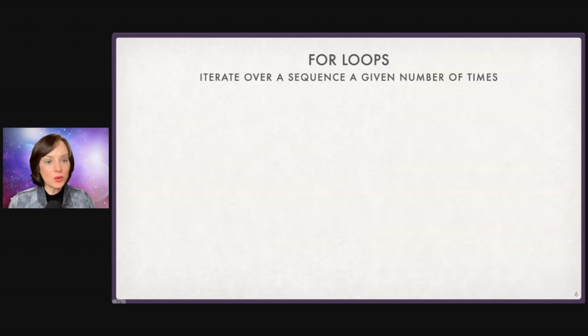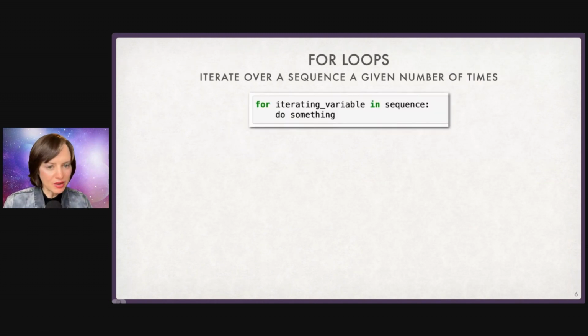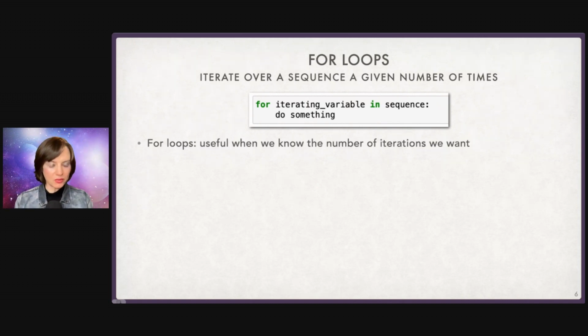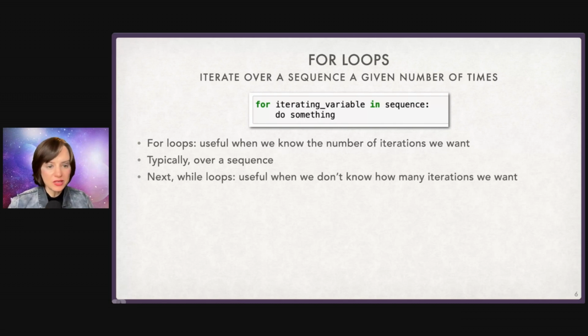All right, so a for loop is one type of loop, and this is a loop that iterates over a sequence a given number of times. So the way we're going to write it is for iterating variable in some sequence, colon, do something. That's the formula we're going to work with. So we use for loops when we know the number of iterations that we want. For everything in my list, for numbers 1 through 10, go ahead and do this thing. Typically, this will be over a sequence.